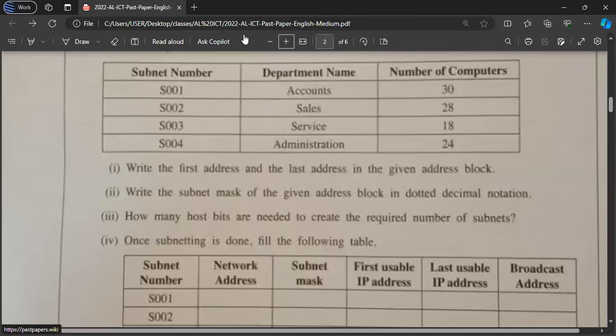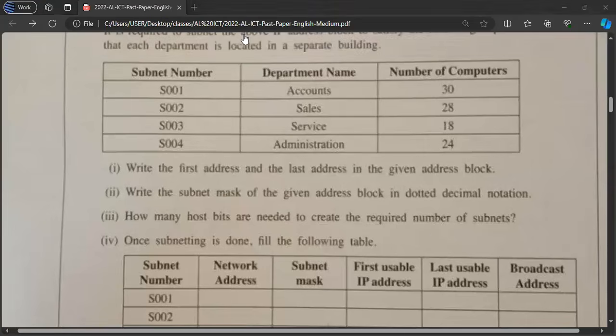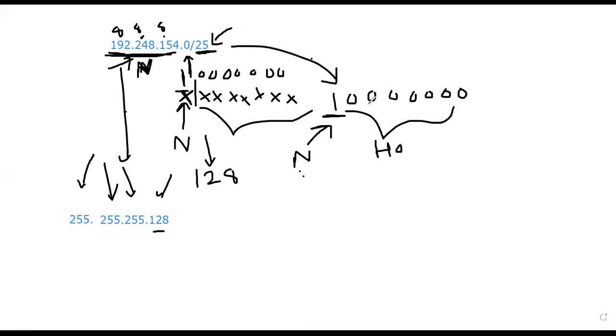Very simple question. In the beginning itself, they have said that you need to create 4 subnets. So if you need to create 4 subnets from these host bits, how many are needed? 2 bits. Why 2 bits? Because 2 to the power 2 is 4. The answer for that is 2 bits. We are done with that as well.